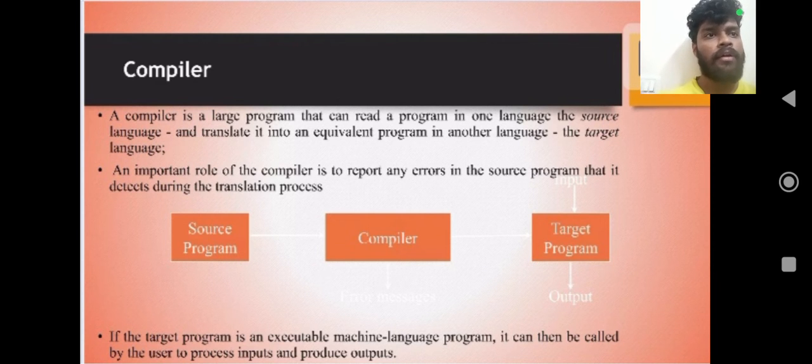When you write code in the code editor and compile it, the job of the compiler is to check for errors, so that if there are any errors, it will tell the user so that the user can correct them accordingly.